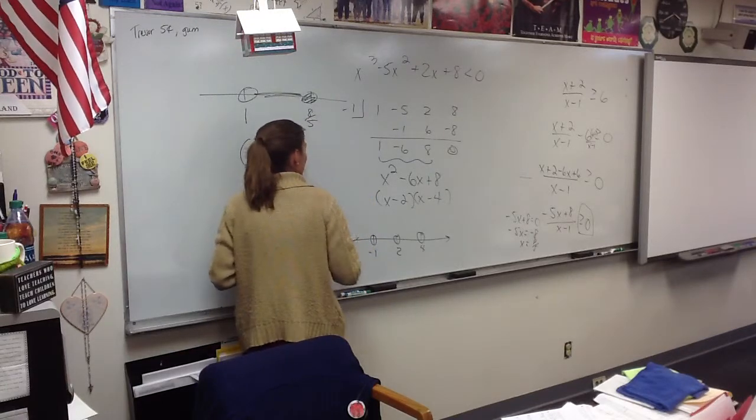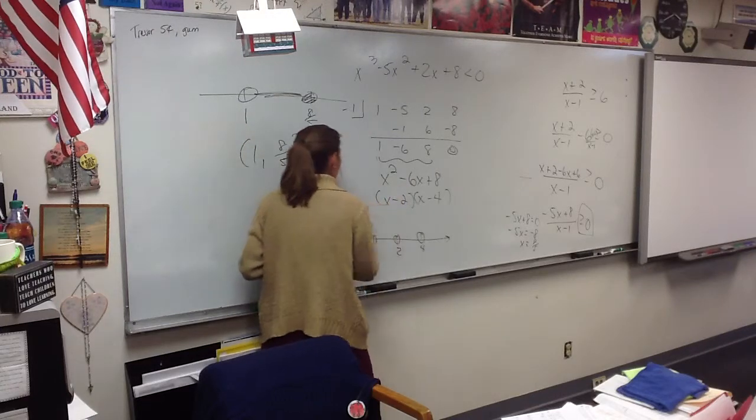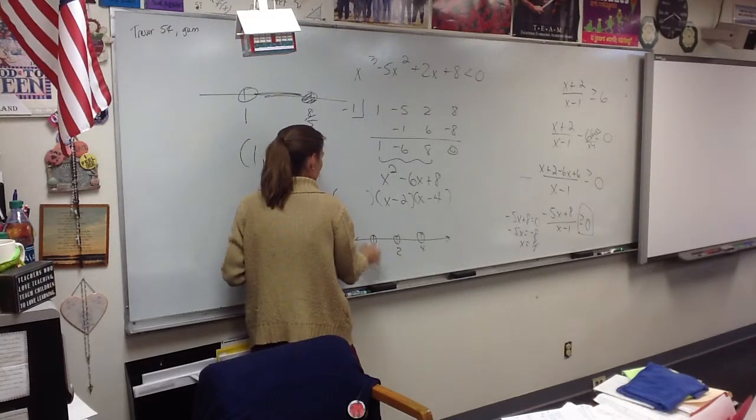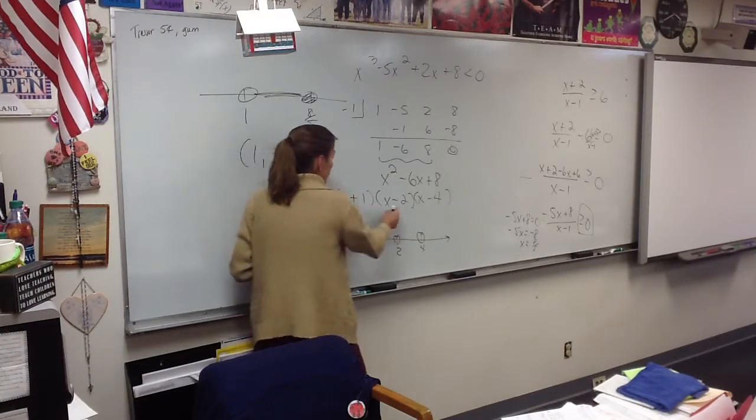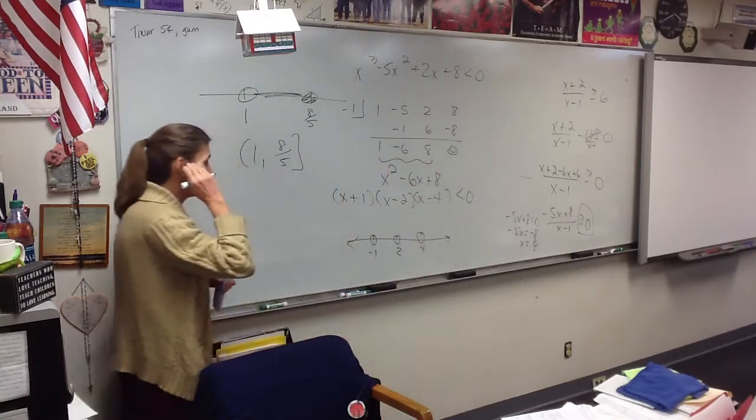Furthermore, do not forget there are 3 factors. These 2, and then what? What's the other factor? X plus 1. Those are the 3 factors that have to be less than 0.